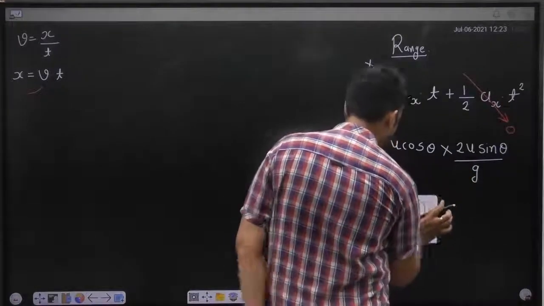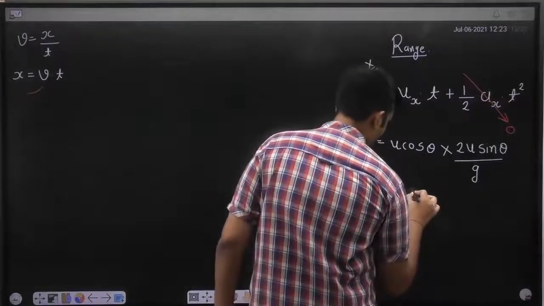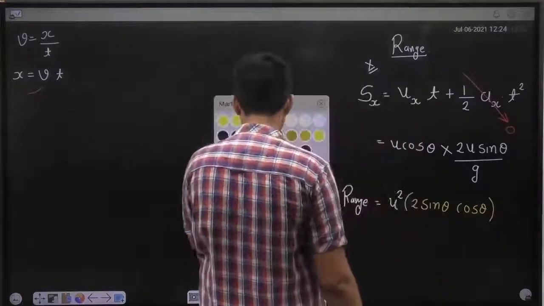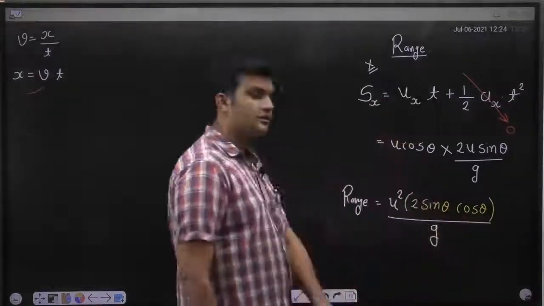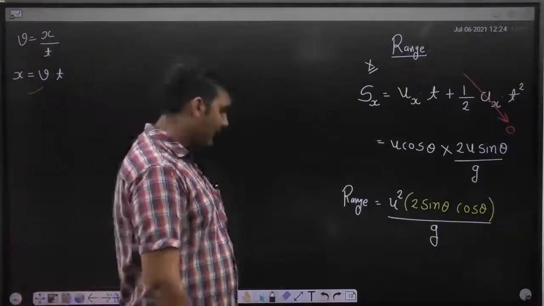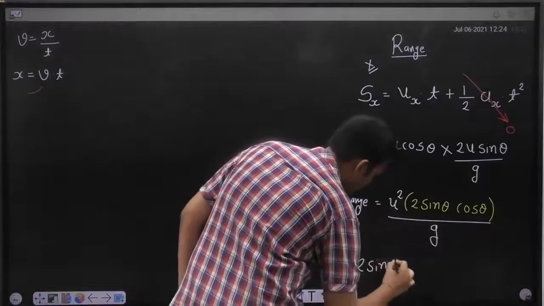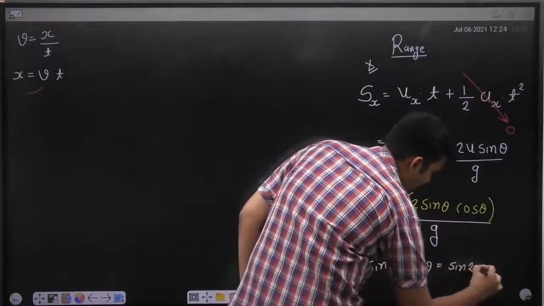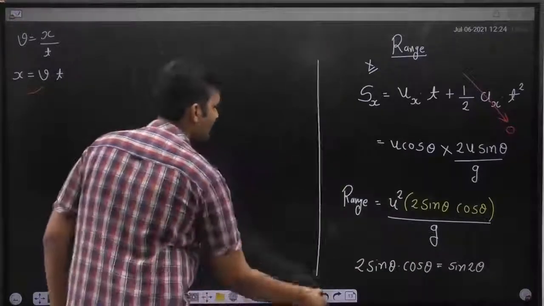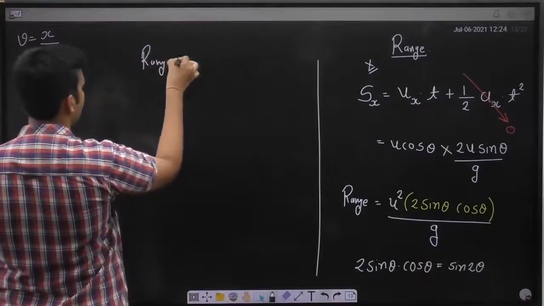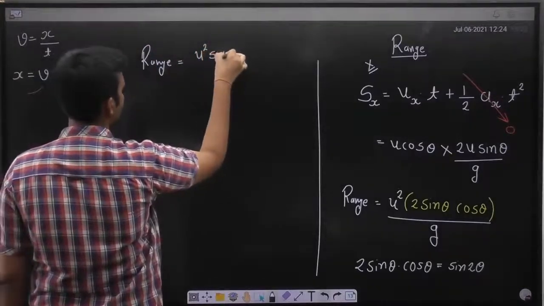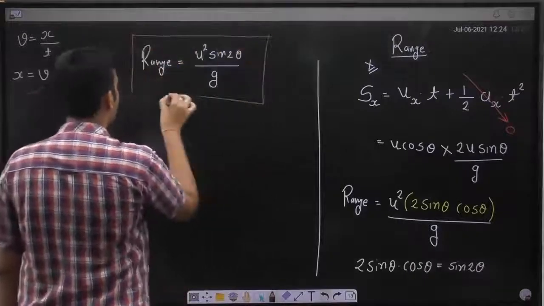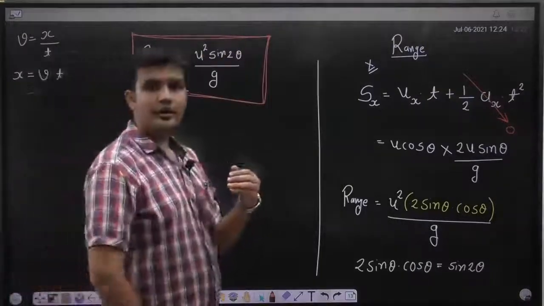Now can I write it this way: 2 sin theta into cos theta upon g. There is an identity in mathematics that 2 sin theta into cos theta is equal to sin 2 theta. This is the standard identity. With that identity, I can write range equals u square sin 2 theta by g. This is your final answer in traditional format. This is your range, u square sin 2 theta by g.